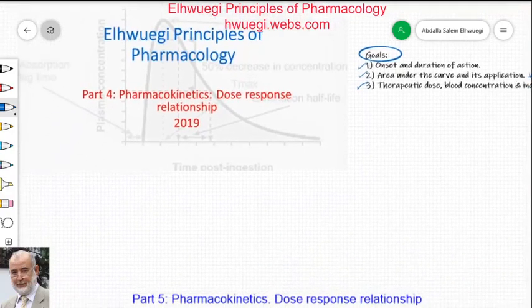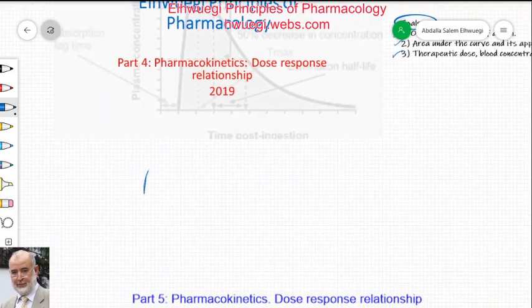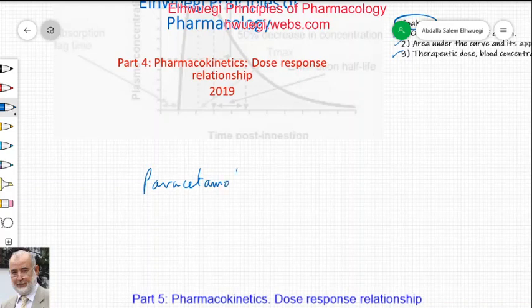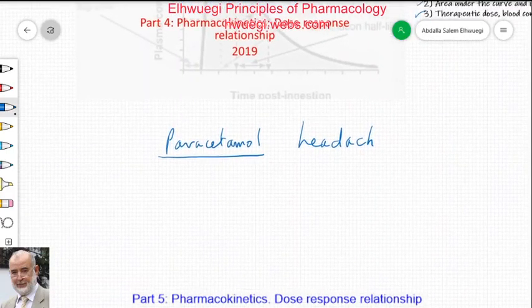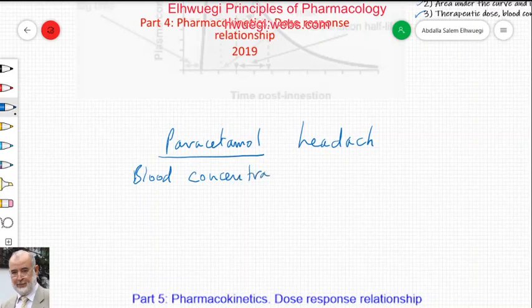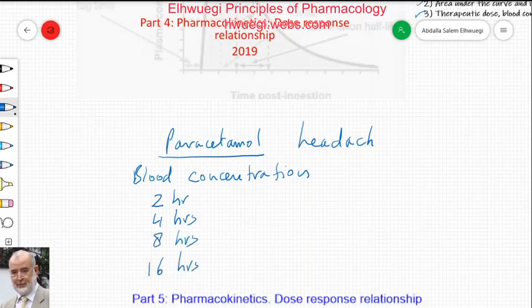Imagine that I'm taking paracetamol, which is a known drug used as an analgesic to treat headache. Suppose that I follow the blood concentration of paracetamol after taking the drug for a certain period of time. Suppose I follow the blood concentration after 2 hours, 4 hours, for example, 8 hours, 16 hours, and so on.